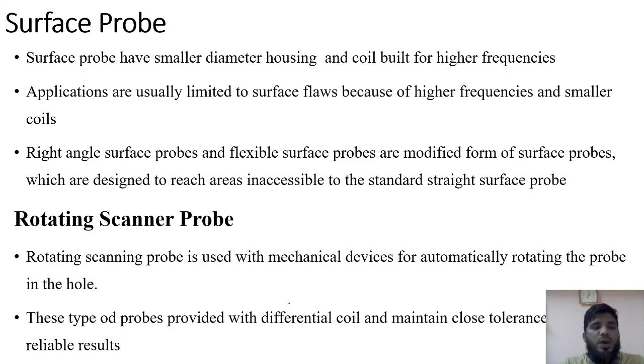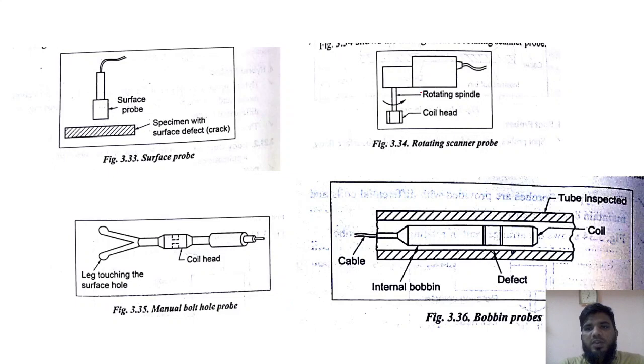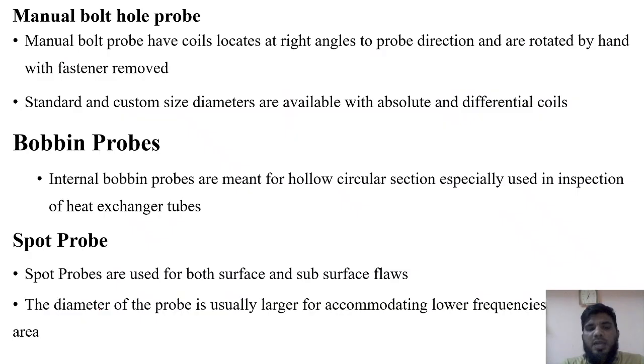This type of probe provides a differential output and maintains a close tolerance, yielding reliable results. So this is the probe where it is being rotated and will be sent inside the hole. Generally these are used in holes. Okay. Next is the manual bolt probe.